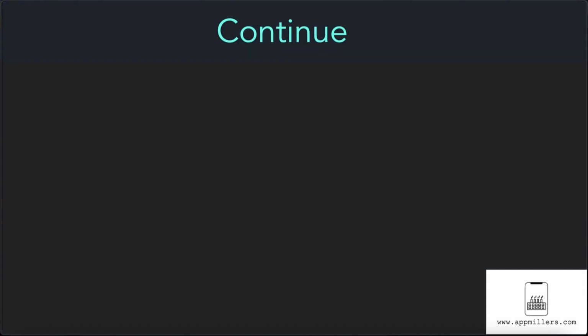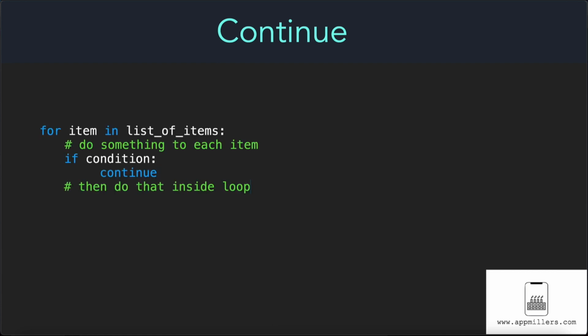In that case, you can use the continue statement to skip to the next iteration without finishing the body of the loop for the current iteration. The continue statement is used to skip the rest of the code inside the loop for the current iteration only. The loop does not terminate, but it continues on with the next iteration. The general syntax of the continue statement in a for loop will be like this.